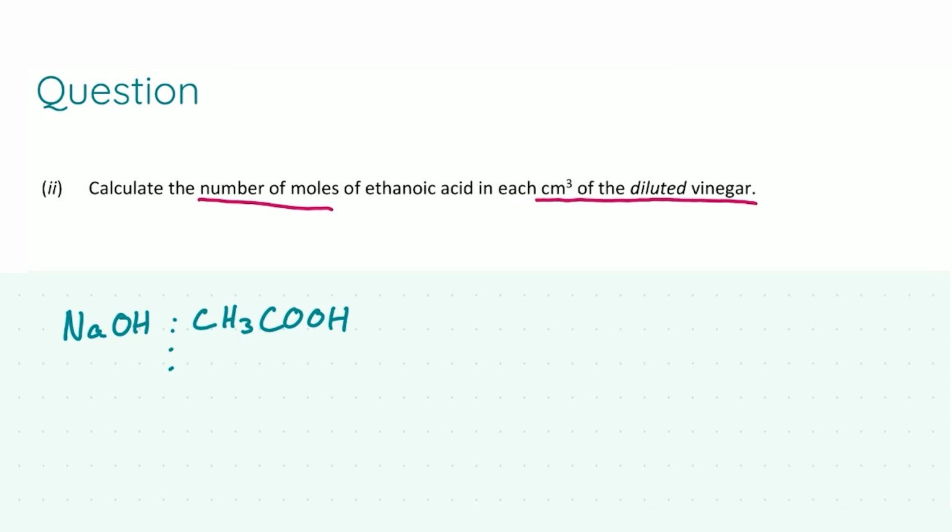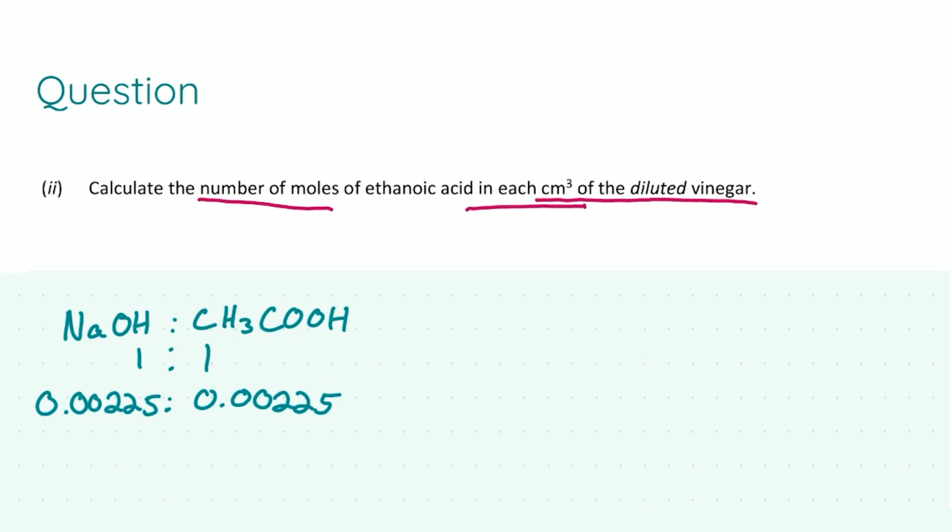As we worked out in part I, we have 0.00225 moles of sodium hydroxide. So that means we'll also have 0.00225 moles of ethanoic acid. However, in this question, they're asking for how many moles in each centimetre cubed of the diluted vinegar, not just how many moles in total.